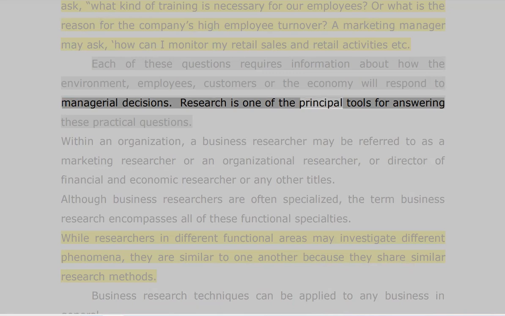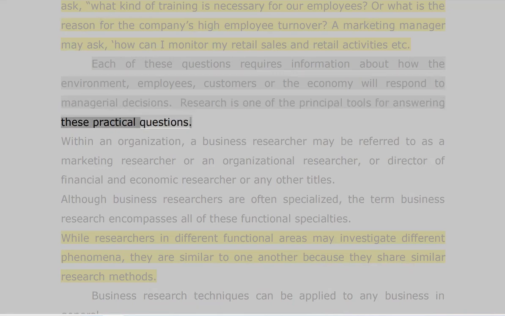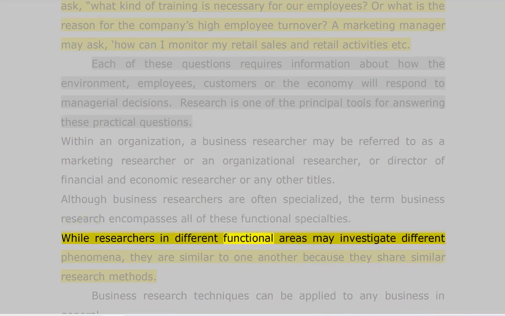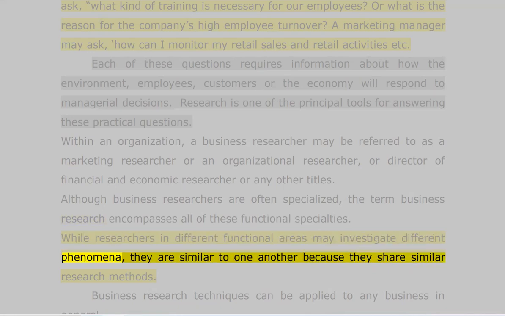Research is one of the principal tools for answering these practical questions. Within an organization, a business researcher may be referred to as a marketing researcher or an organizational researcher or director of financial and economic research or any other titles. Although business researchers are often specialized, the term business research encompasses all of these functional specialties. While researchers in different functional areas may investigate different phenomena, they are similar to one another because they share similar research methods.